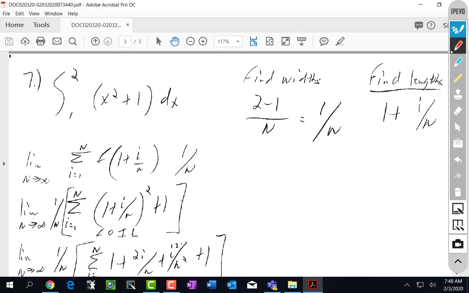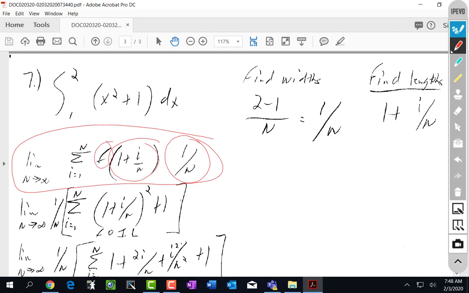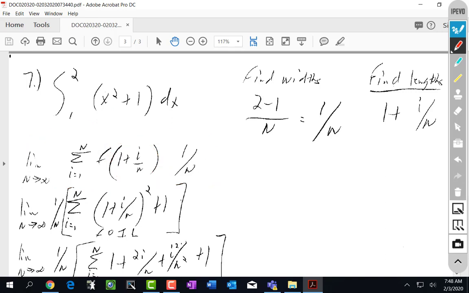Substitute into your formula. So when you substitute into your formula, notice here's your widths, here's your lengths, and that's going into the f equation. So I have to substitute that into that x squared right there. And so when I do that, I end up with my formula: 1 plus i over n, squared. Here's my plus 1. And this 1 over n is a constant, so it goes out front. And that's the limit as n approaches infinity of 1 over n times the summation of i equals 1 to n of (1 plus i over n) squared plus 1.